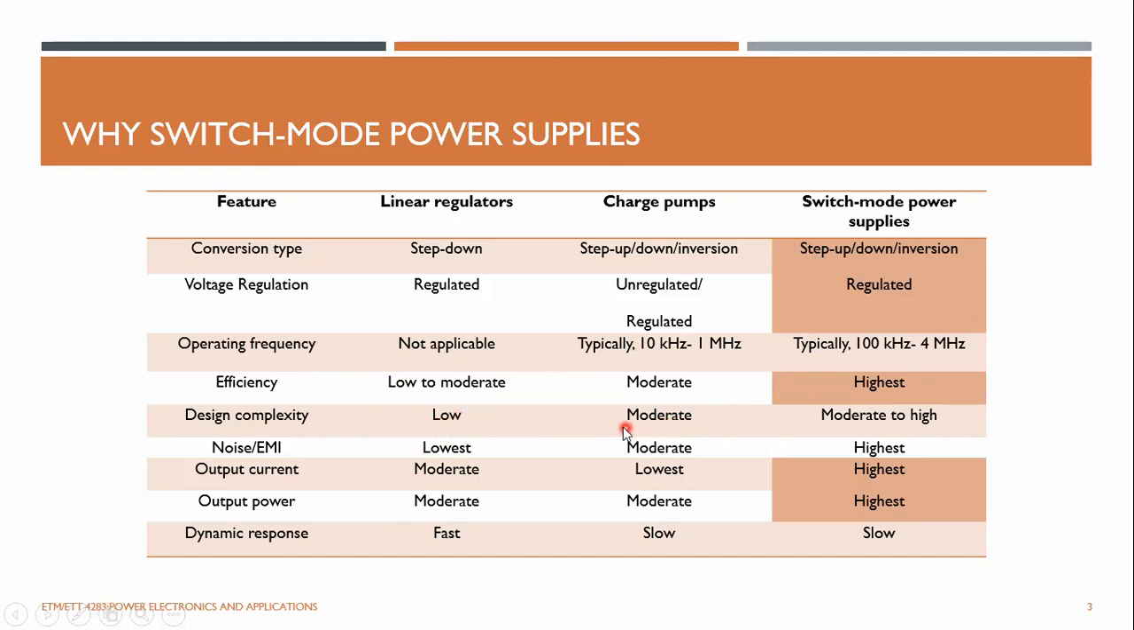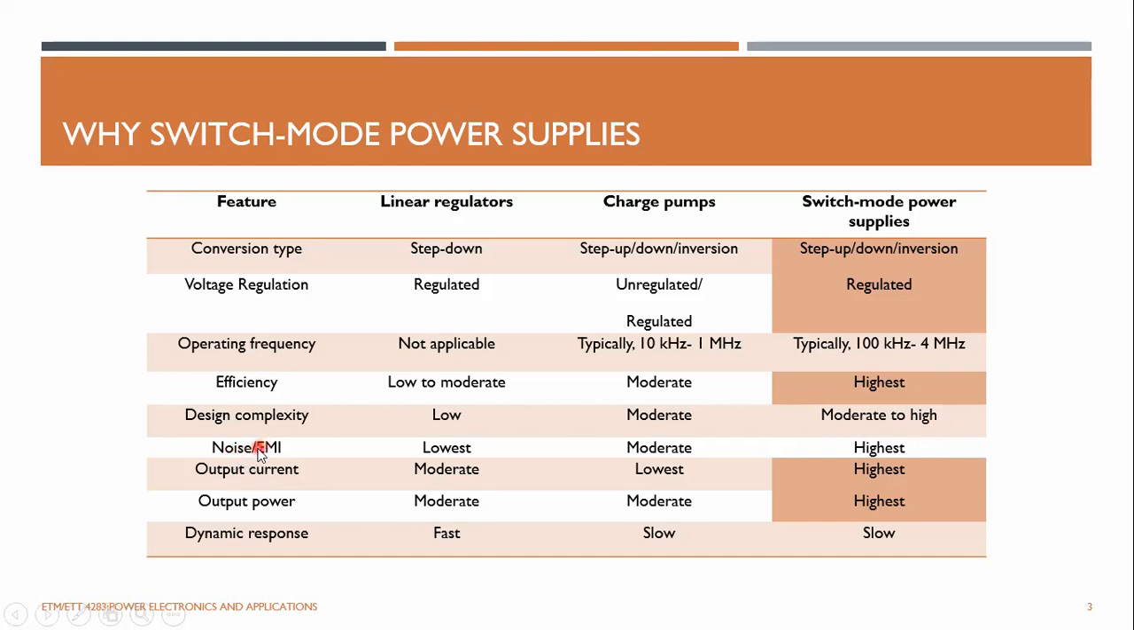The charge pumps have a moderate complexity. They have some switching capacitors. You need to have some switches to switch the capacitor between the charging and discharging phases. And the switch mode power supply is the most complex one to deal with, right? So their complexity is moderate to high. When you add those EMI filters and all these extra components, the design complexity is always high.